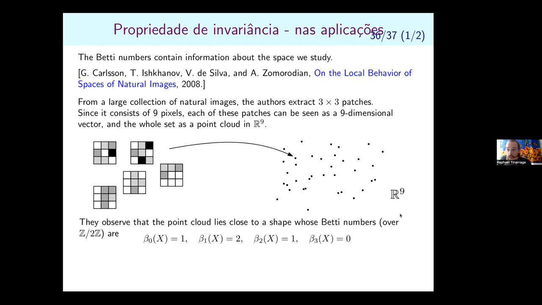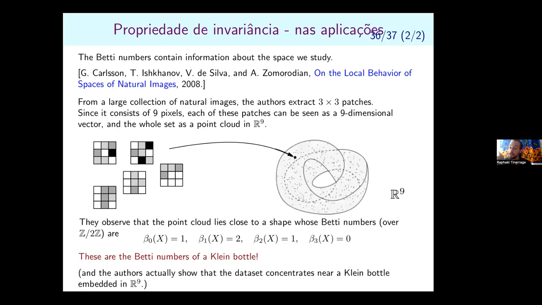And then what we usually do when we see something like that is we think, well, I know spaces that have these Betti numbers. What spaces do I know? The torus, right, we've seen, but the Klein bottle also. The Klein bottle, unfortunately, has the same Betti numbers as the torus. And the authors verified that the points actually lie on a Klein bottle, an embedding of the Klein bottle. And this idea has been used later to design Klein bottle-based algorithms for image analysis.